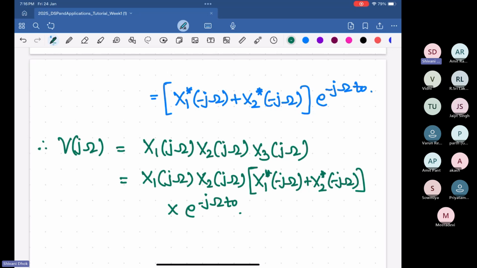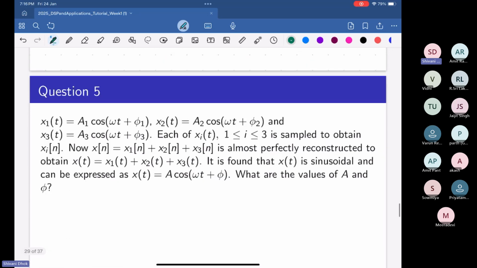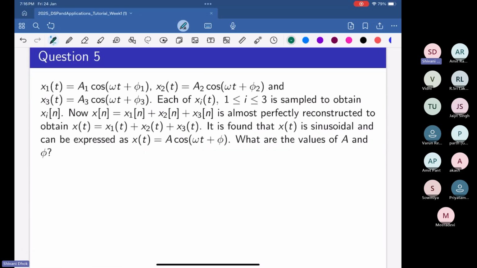Okay, if there are no questions, then let me move on to the next question. So this question is, we are given x1 of t equal to a1 cos omega t plus phi 1, x2 of t is a2 cos omega t plus phi 2, and x3 of t is a3 cos omega t plus phi 3. So these are the three sinusoids which are given to us. And what is the difference between these three sinusoids? They have different amplitudes and different phases. However, these three sinusoids are of the same frequency.